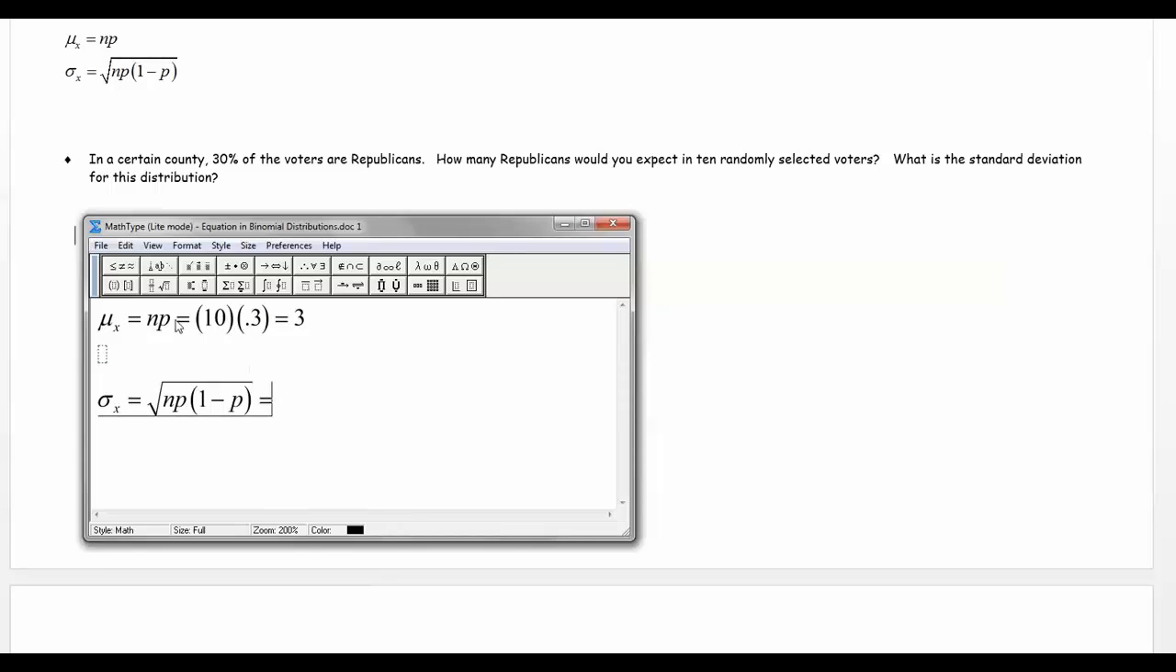Same concept when we look at standard deviation. So we want the square root of 10 times 0.3 times 1 minus 0.3, which is just 0.7. So that's 3 times 0.7. We get the square root of 2.1. We type that in the calculator, and if I take the square root of that, I get approximately 1.45.